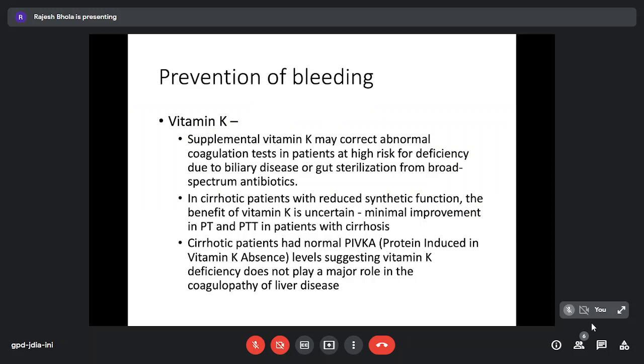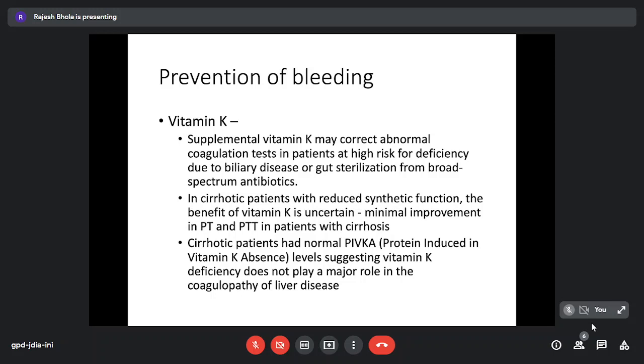So how can we prevent bleeding in a CLD patient? Again, the guidelines and study literature are ambiguous regarding that. Some studies say that vitamin K supplementation may correct the abnormal coagulation test in patients with high risk of deficiency due to biliary disease or gut sterilization by broad spectrum antibiotics specifically. But in cirrhotic patients with reduced synthetic function, the benefit of vitamin K is uncertain. Maybe there is a minimal improvement of PT and PTT in patients with cirrhosis.